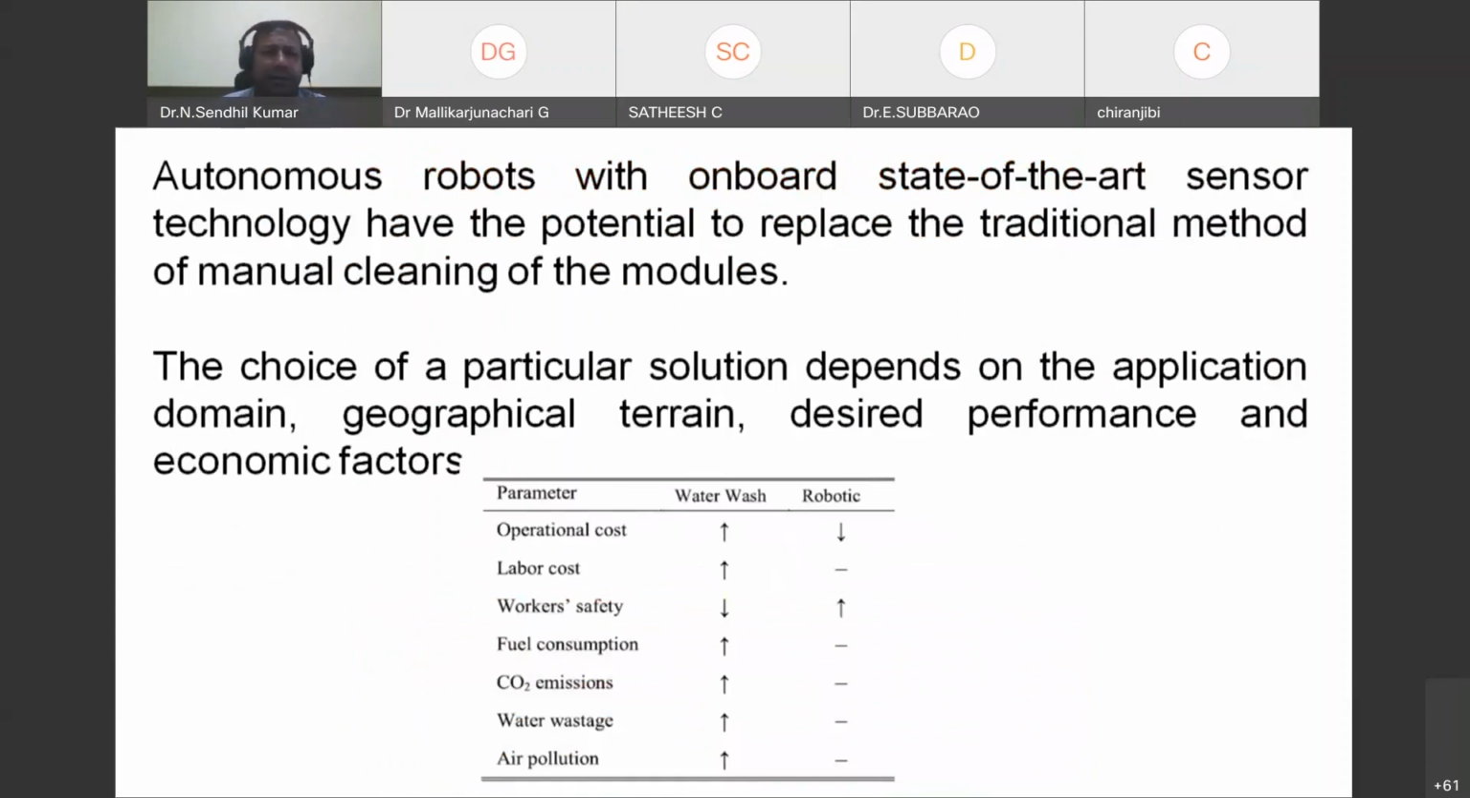As I told you, these are autonomous robots with onboard sensor technology. If you use these robots, the operational cost is minimized. If you use robots instead of humans to clean the glass surfaces, that will be very effective and the cost is also minimized. When the operation cost is minimized, automatically the power production cost will also be minimized.